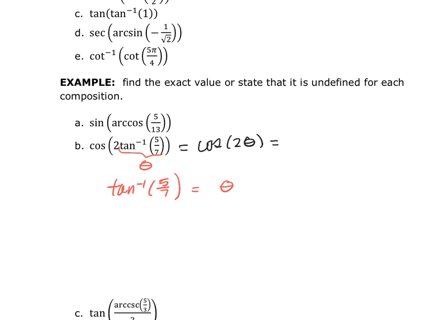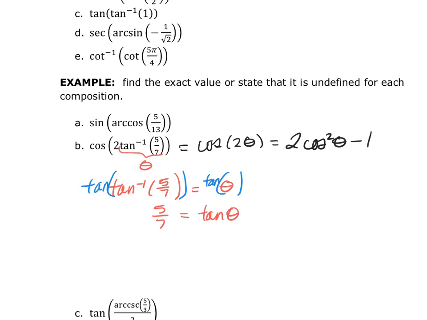So what I do know, though, is if I take the tangent of both sides, I'm going to get 5/7 is equal to the tangent of theta. Now I'm going to go back up and do the cosine of 2 theta. I have 3 choices. Doesn't matter which one you choose. I'm going to choose 2 cosine squared theta minus 1. There are 3 choices for the double angle, and I'm going to choose that one.